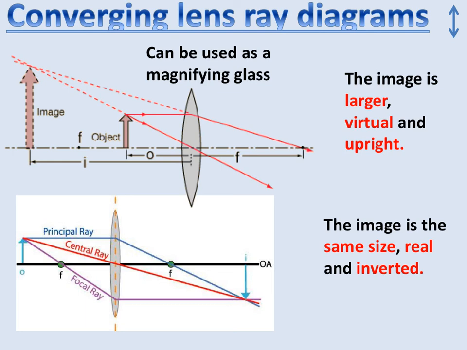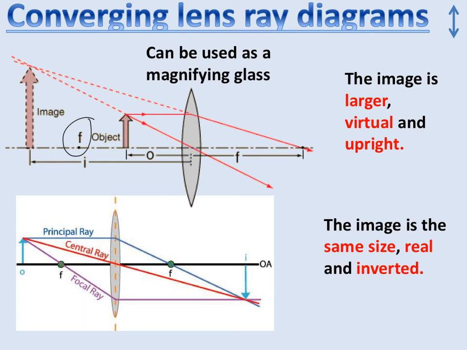A converging lens has a symbol as shown in the top right-hand corner here, and a converging lens has a symbol with a straight line with two arrows pointing outwards. There are two types of ray diagrams for converging lenses. The first one we're going to look at is when a converging lens can be used as a magnifying glass. A converging lens can be used as a magnifying glass when the object is closer to the lens than the principal focus. So you can see the principal focus is this point here. The object is between the lens and the principal focus. When the object is between the principal focus and the lens, then the lens will act as a magnifying glass.